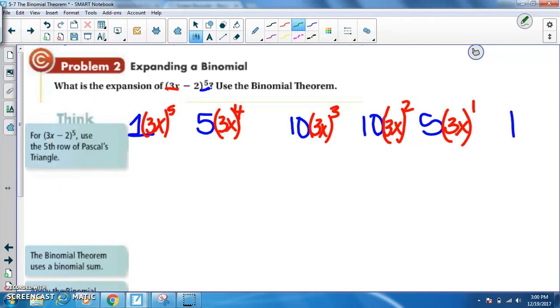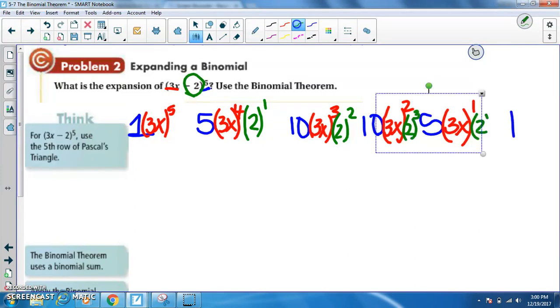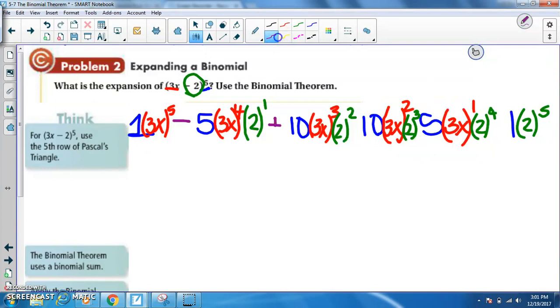And then we'll take 2 and start it at the 0, and then 2 to the first, 2 squared, 2 to the third, 2 to the fourth, 2 to the fifth. Since this is negative, we're going to have opposite signs, so it's going to be positive, negative, positive, negative, positive, negative. Then we need to evaluate, so 3 to the fifth power times x to the fifth power.